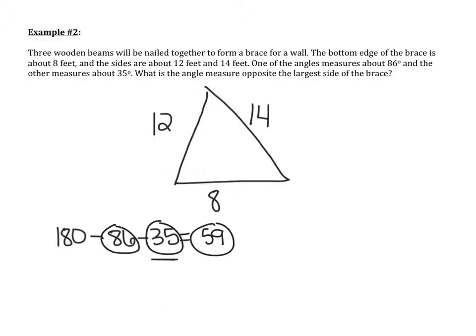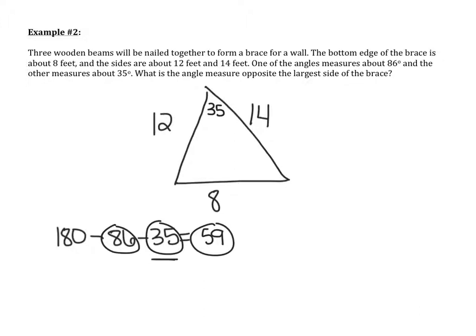So the smallest one is 35 degrees. You can expect that the angle that is opposite the smallest side would be the smallest angle. So the side that is smallest is the 8, so the angle across from it is going to be the smallest angle of 35.